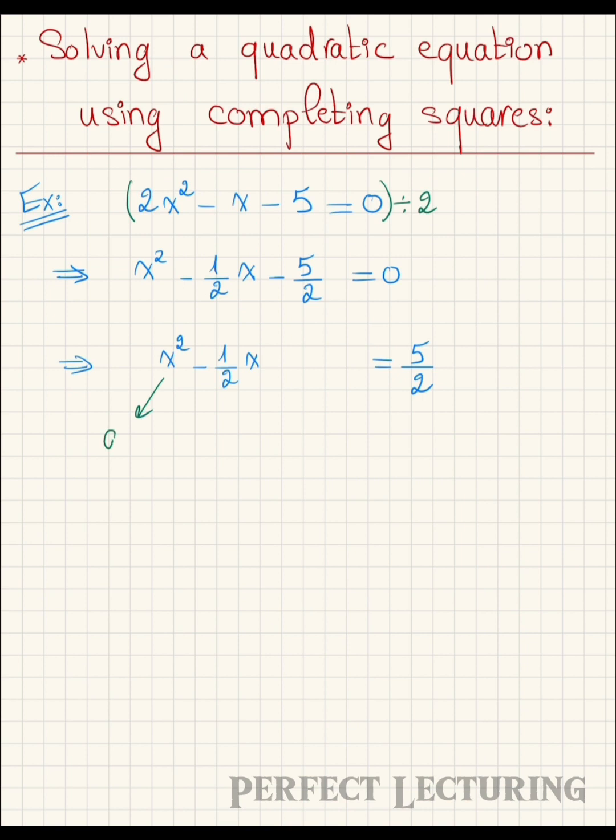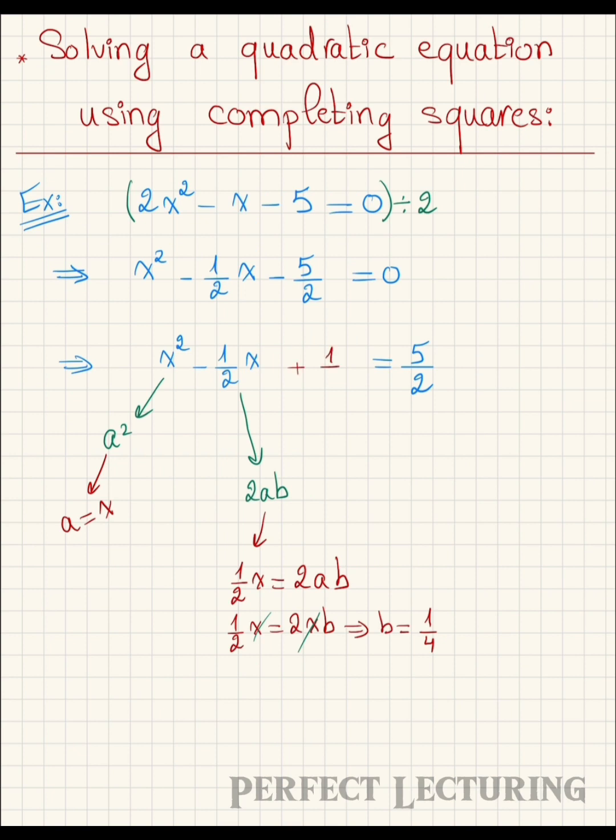This has to be a squared and this has to be 2ab, which means that a is equal to x, so half x is equal to 2 times a times b, which means half x is equal to 2 times x times b, and this gives b is equal to 1 over 4. After finding b, we add b squared on both sides, so it has to be 1 over 4 squared, and I also add 1 over 4 squared to the other side, because I cannot only add on one side. I have to add the same value on both sides so that the equation does not change.